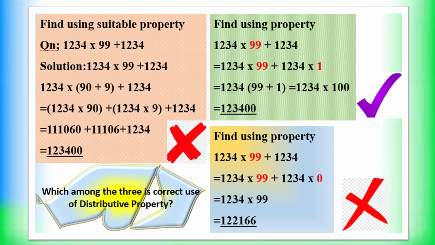Third, one more common error. Instead of writing into 1 as in the previous approach, if into 0 is written, then the answer itself is wrong. And we have neglected that 1234 totally and just multiplied 1234 with 99. This is also wrong usage.